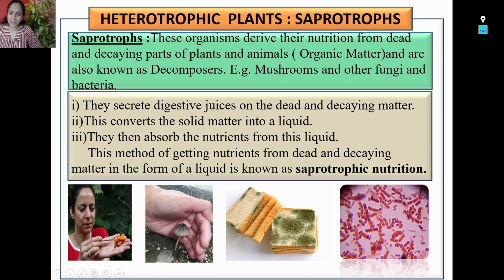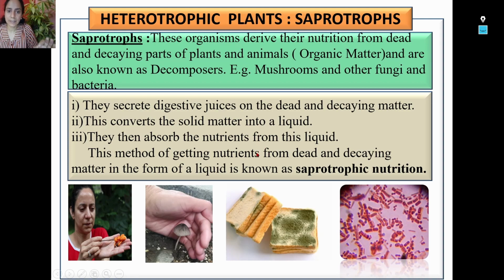And there are certain examples, like we have mushrooms. You are aware of button mushroom, which is an edible one. We eat that. But there is a long list of fungi which decompose dead decaying organic matter. It can be colored, it can be grayish, it can be white. And you have also come across the spoilage of bread by one organism, that is fungus only. And in addition to this picture, the last one is of bacteria.